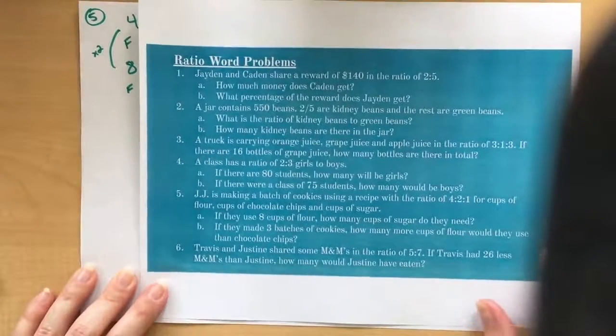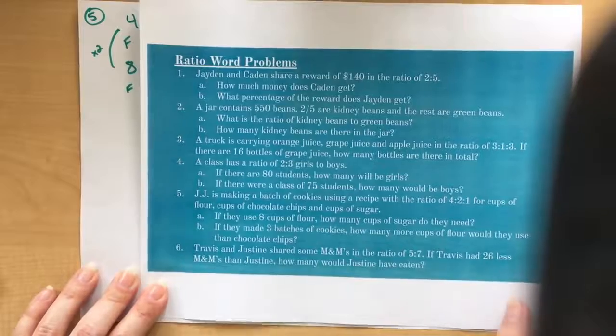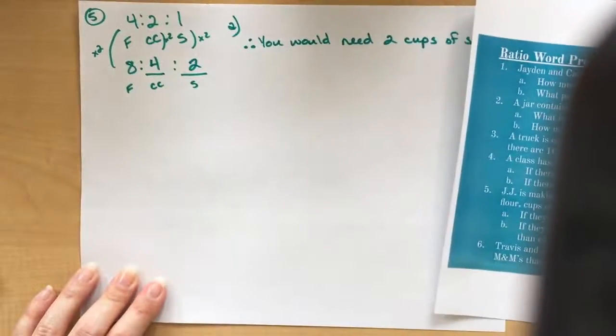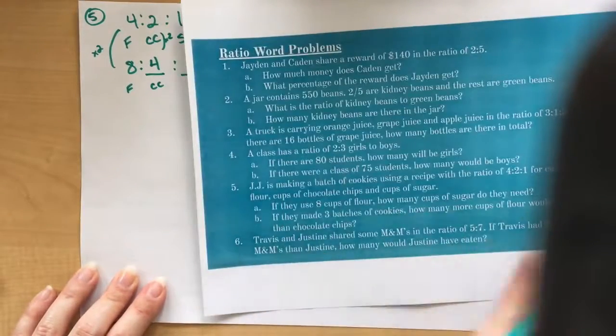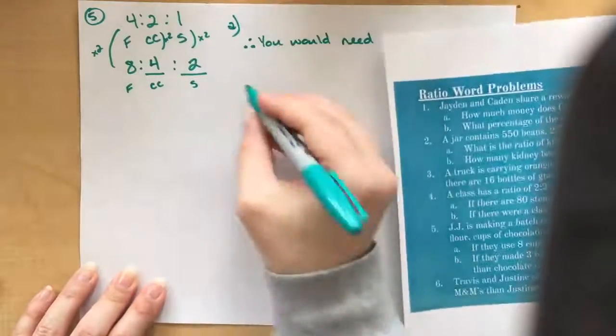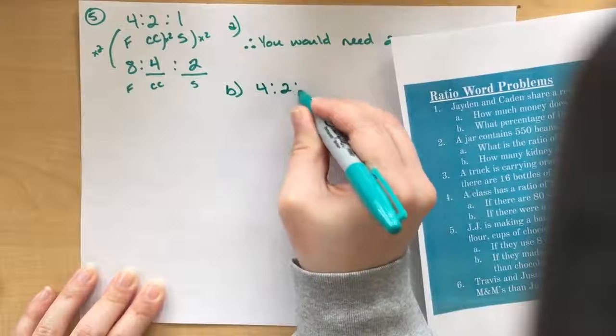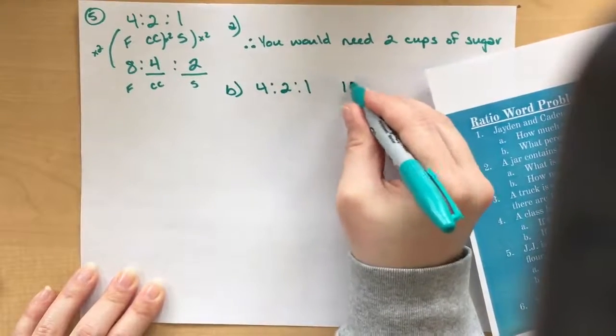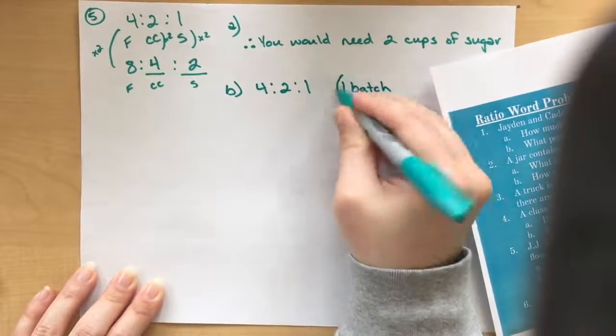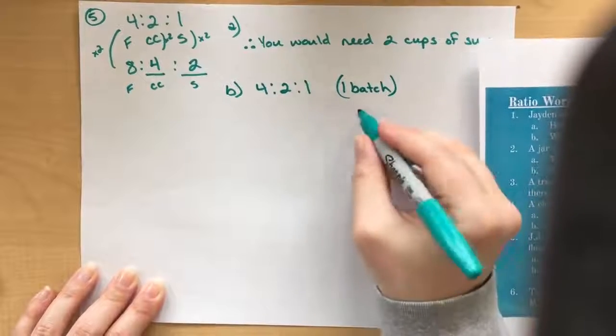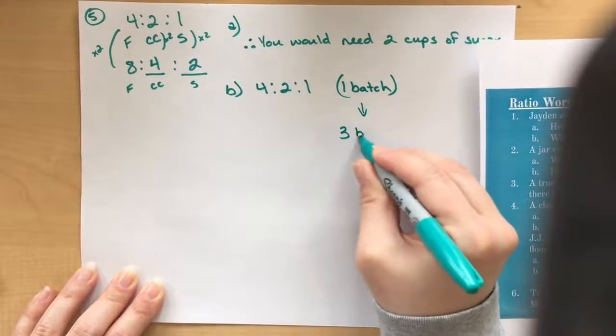And B, if they made 3 batches of cookies, how many more cups of flour would they use than chocolate chips? So at the beginning it's saying JJ is making a batch of cookies. So we're going to assume that actually this ratio of 4 to 2 to 1 is for one batch. Okay, we need to actually get to 3 batches.